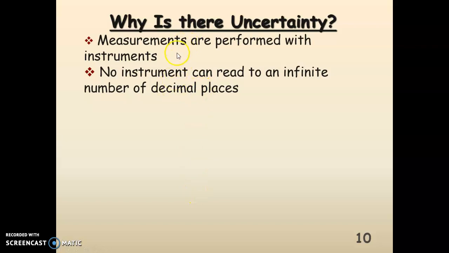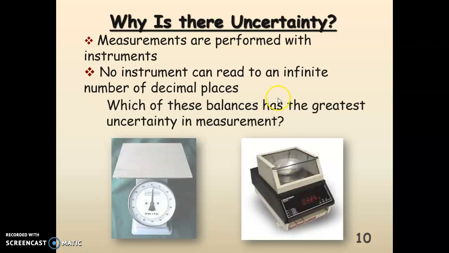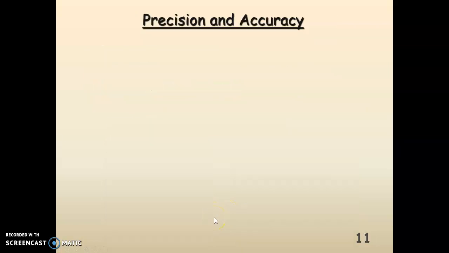Okay, why is there uncertainty? Well, you're performing measurements with instruments, and you're not going to get an infinite number of decimal places from any instrument, like a scale or a ruler or something like that. And some measuring devices are better than others, like this electronic balance is going to yield more certainty in measurement than this spring-based scale.